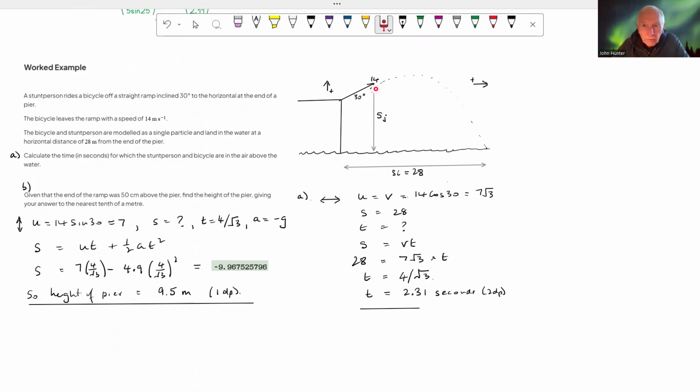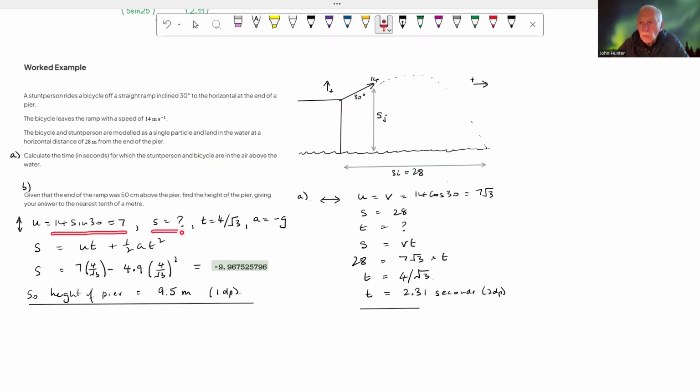Okay, and we're going to find this displacement here, which is S, and I've given it subscript J. Right, okay, so what we've got? Well, in this case, the initial velocity is 14 sine 30. Okay, we're going upwards, so this is positive. We're going in a positive direction here.